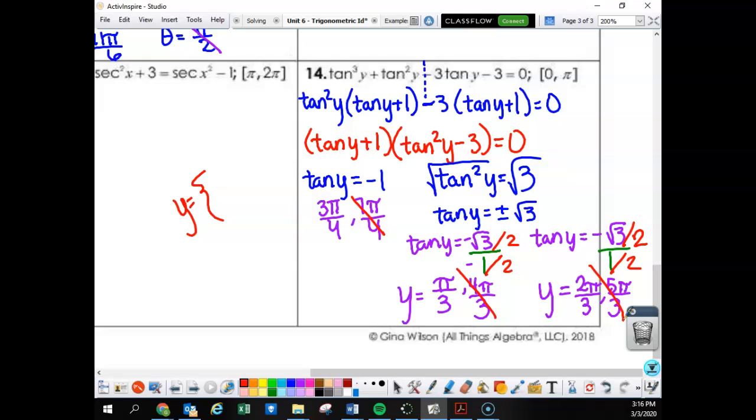My 3 solutions are pi over 3, 2 pi over 3, and 3 pi over 4. Okay, so this is how you solve trig equations by factoring. Okay, if you have any questions, please ask me.